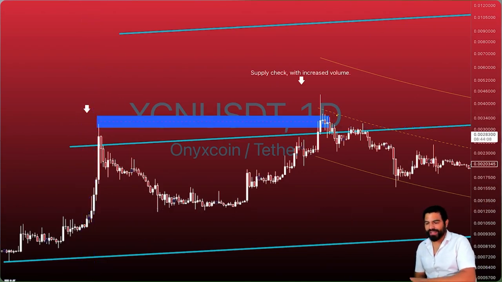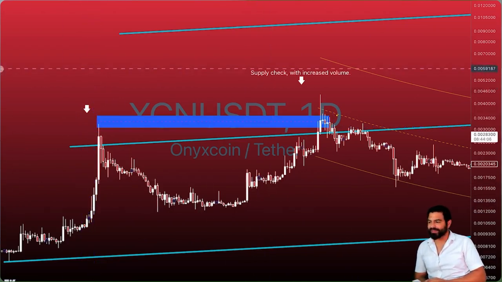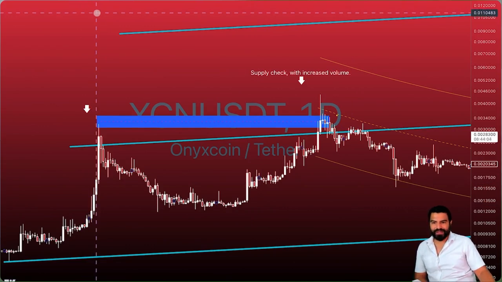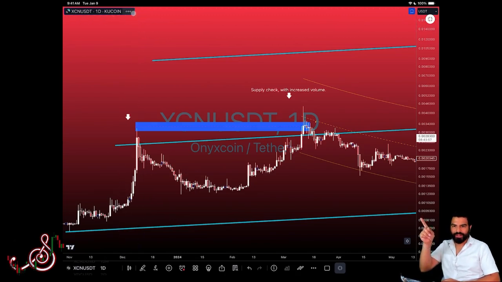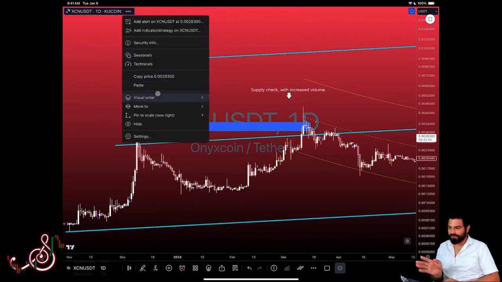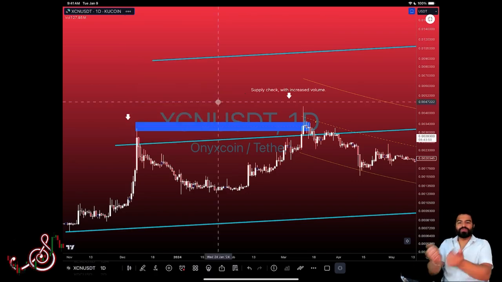Okay. Now, if you ever can't see your price anymore, click on price, and then in the top area, click the three dots in the very top corner, and click visual order, bring to front. Visual order, bring to front. And you're going to pull price in front of you.